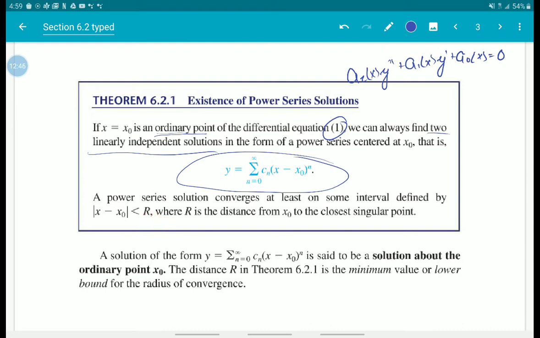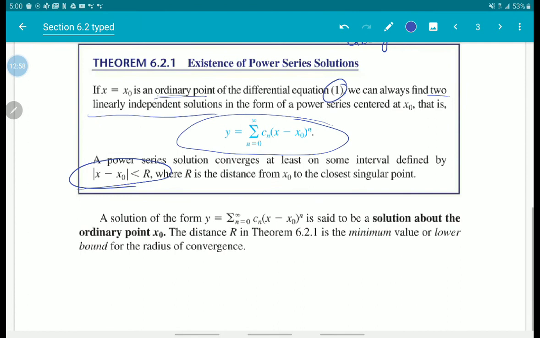So the power series solution is going to converge at least on some interval defined by this kind of radius of convergence here, where x naught is going to be the closest singular point. So a solution that's of this form is said to be a solution about the ordinary point x naught. And that distance r is going to be the minimum value or the lower bound for the radius of convergence. So we're trying to minimize that distance there. We think about that in terms of some kind of number line.